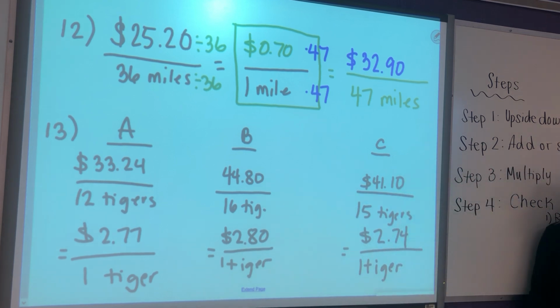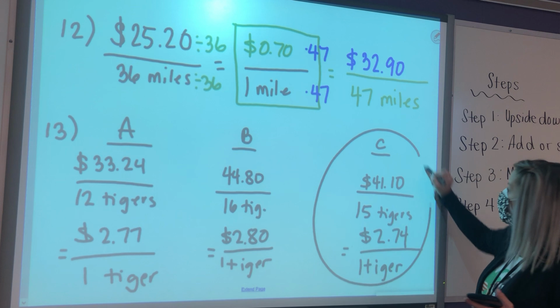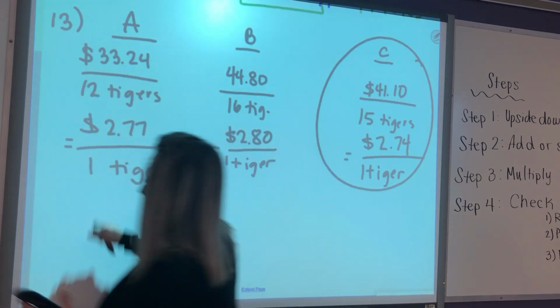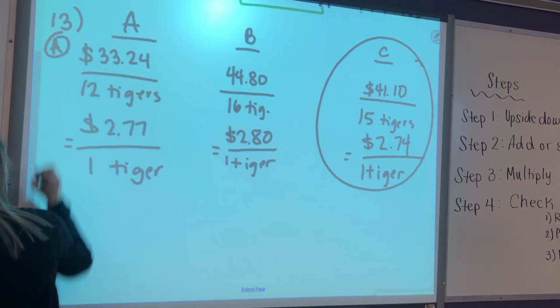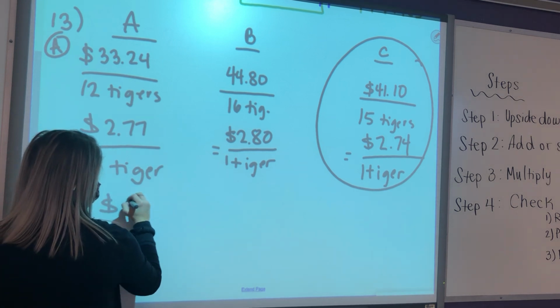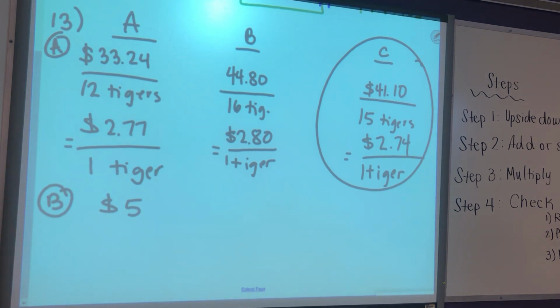Okay, so which is our best buy? C. What's going to make us the most money? Yep. Company C is going to make us the most money because it's the lowest price per animal. Yes. Now, that was part A. Part B, we're going to sell each tiger for $5. So how much profit are we going to make?